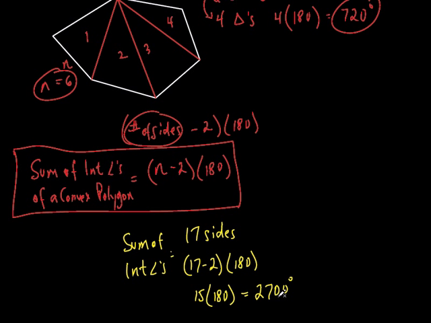It's 2,700 degrees. That doesn't mean each angle is 2,700 degrees, obviously. It just means that if you add up all 17 angles, because if there's 17 sides, there's 17 angles, then you're going to get 2,700 degrees.